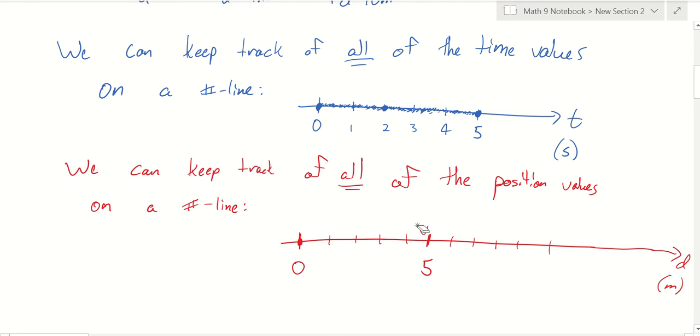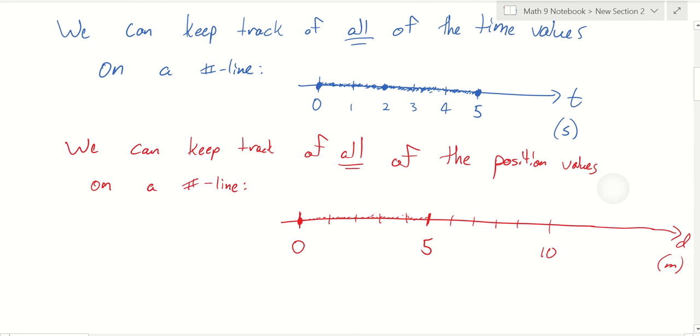So anyways, that's clearly labeled. I went up to 10 meters. Now here, it's really useful to represent all of these different possible positions on this continuous stream of numbers, which is a number line.